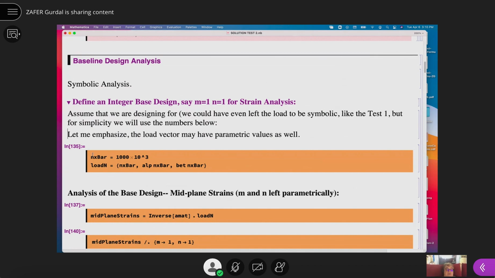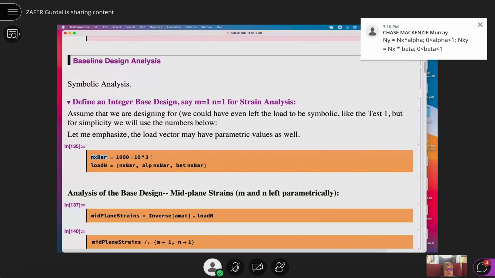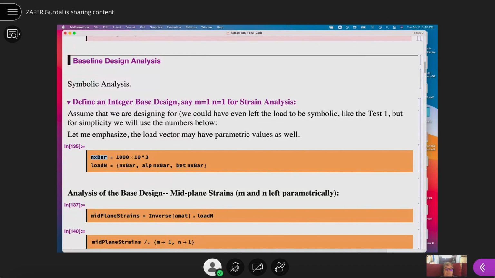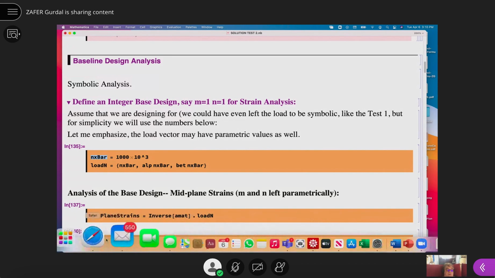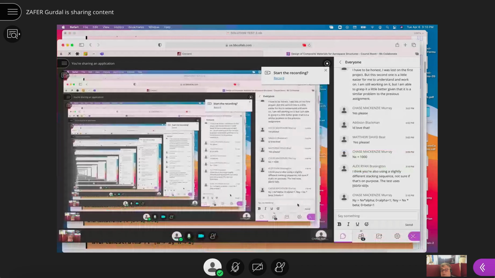And I'm going to define NX bar to be 1,000, 10 to the 3, and load N, NX bar, alpha times NX bar, beta times NX bar. All right, let me see. There's another ping I need to look at. All right.